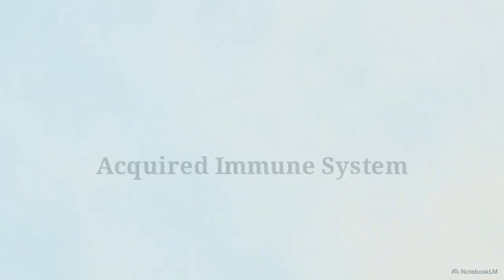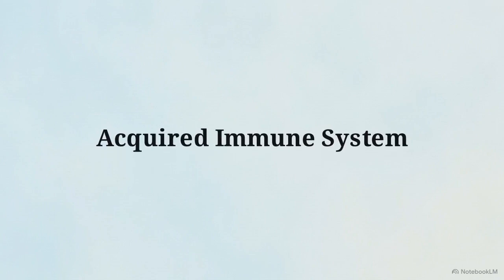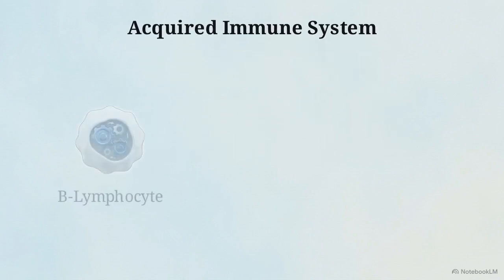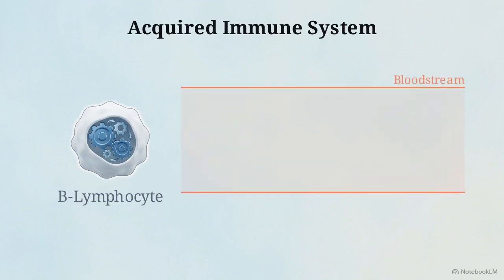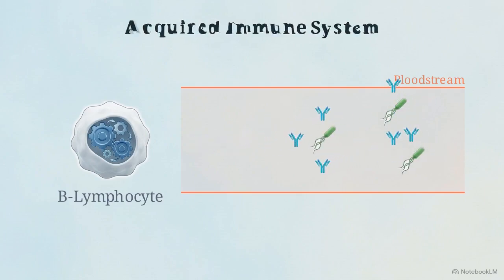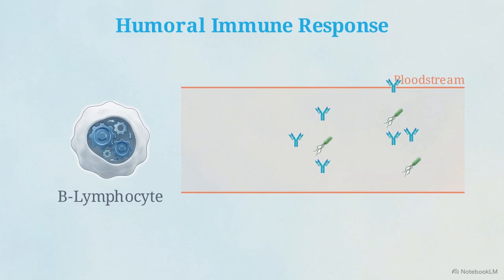This response relies on specialized white blood cells. B lymphocytes act as factories. When they detect a threat, they produce an army of specific proteins called antibodies, releasing them directly into the bloodstream to fight the pathogen. Because this happens in the blood, we call it the humoral immune response.